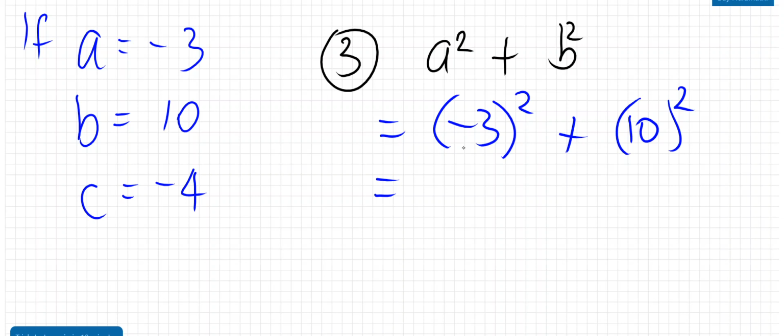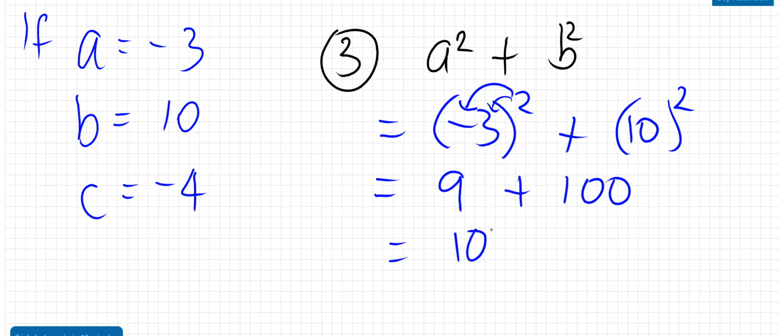So like we saw before, minus 3 in brackets squared is saying minus 3 times minus 3. So two negatives make a positive, and 3 times 3 is a 9. So we have 9 plus, and then that's just saying 10 squared. So in this case, the brackets don't really have to be there. So 10 times 10 is 100.